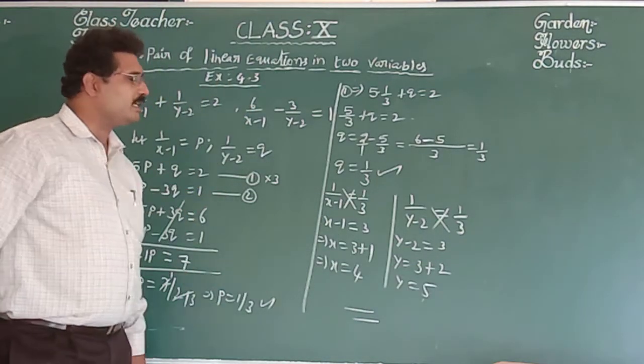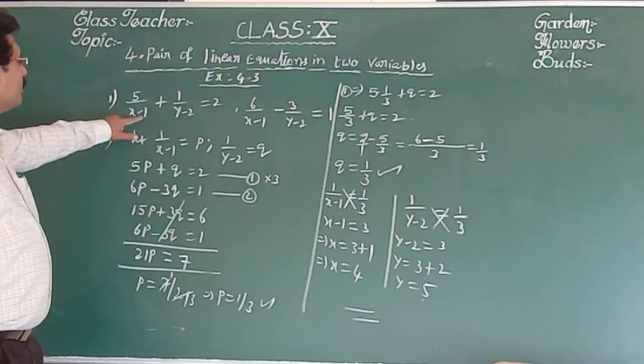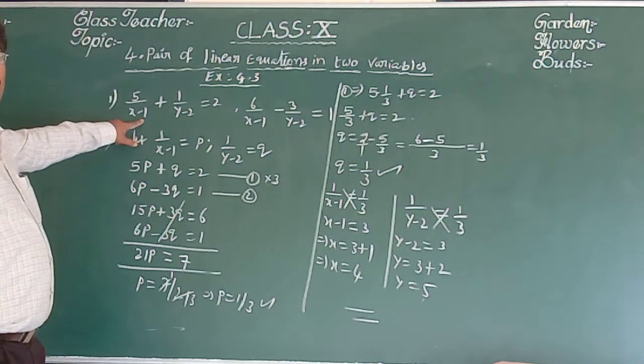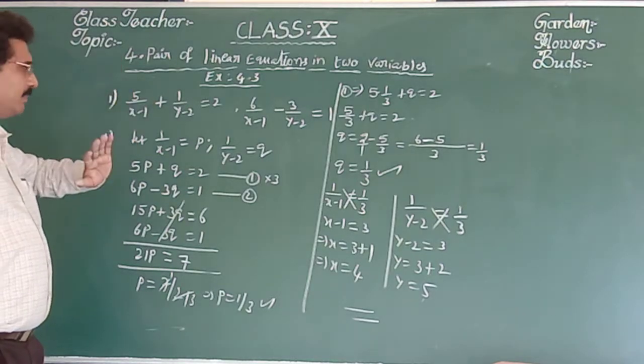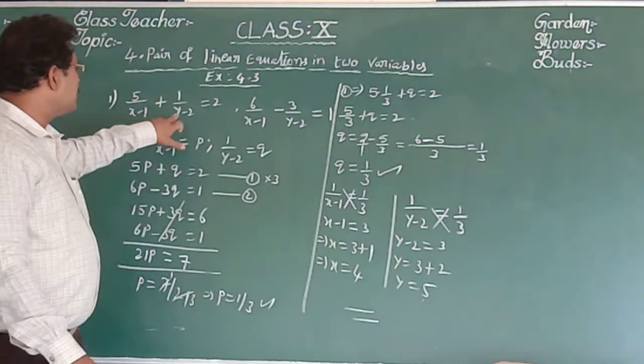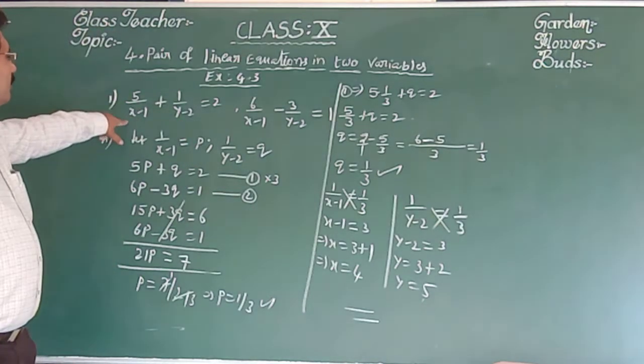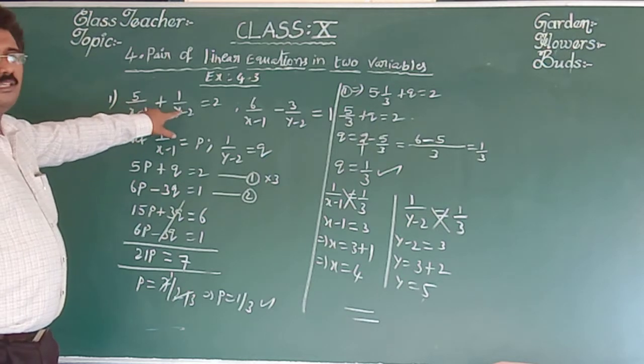Again, you substitute to check whether it is correct or not. Suppose x is equal to 4, 5 by 4 minus 1. 5 by 4 minus 1 is 3. That is 5 by 3. Remember, 1 by y minus 2, 1 by 5 minus 2. 1 by 5 minus 2 is 1 by 3. This is 5 by 3 plus 1 by 3, 6 by 3.